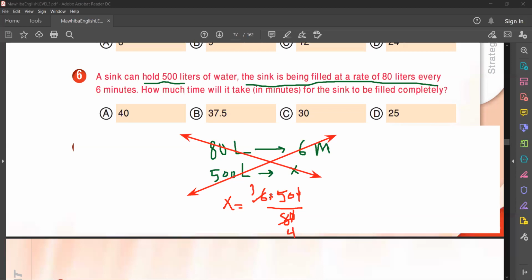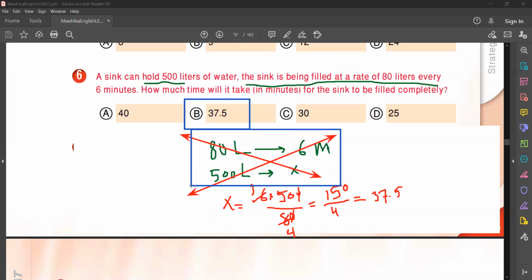So now, 3 times 50, it is 150, divided by 4. Maybe I think you can also simplify. It is 37.5. So the correct answer is number B, right? It is easy, I think, for you.